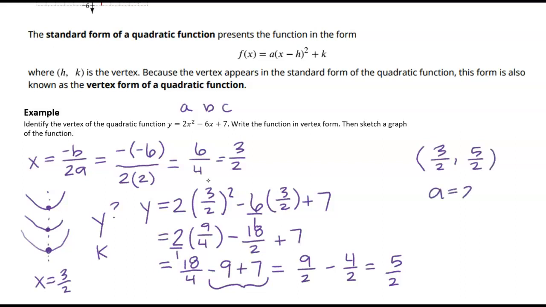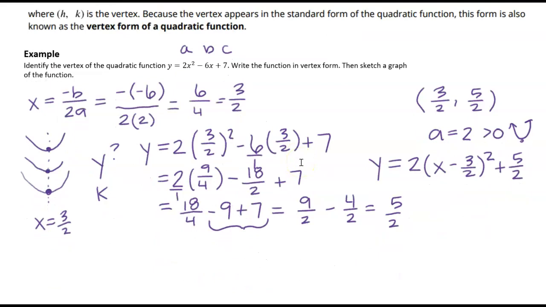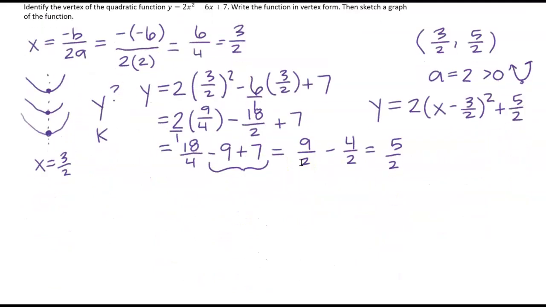A is equal to 2, which is positive, so my parabola opens up, meaning that vertex would be a minimum point. And then I can just plug in to my vertex form to find that equation. Another way that we can do this is through completing the square. It's a little bit of a different method, but it will find you the same answer.